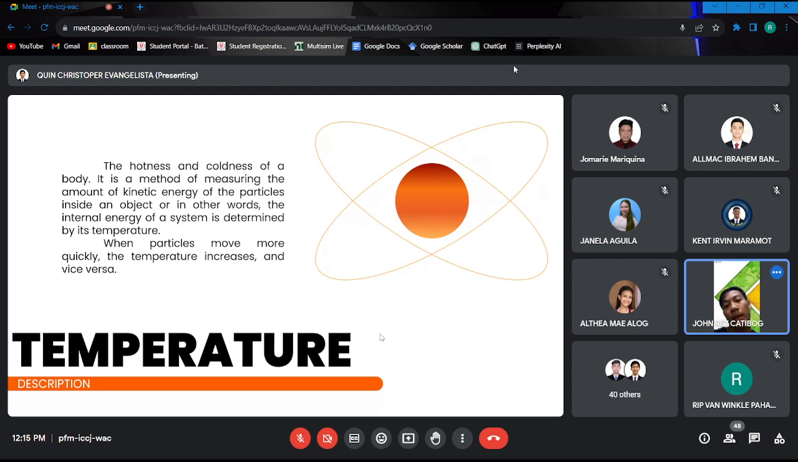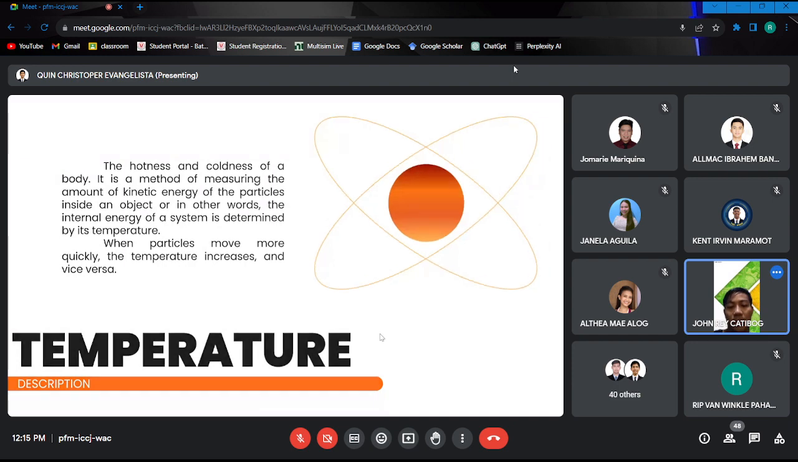Next, there are fun temperature facts. Number one, the Earth's core is 9,392 Fahrenheit. Number two, 212 Fahrenheit is the boiling point of water. Number three, the highest record temperature of Earth was in Death Valley, California, where it reached 134 Fahrenheit in 1913. Next, and the last, 5 Fahrenheit is the melting point of ice cream. Next slide po.